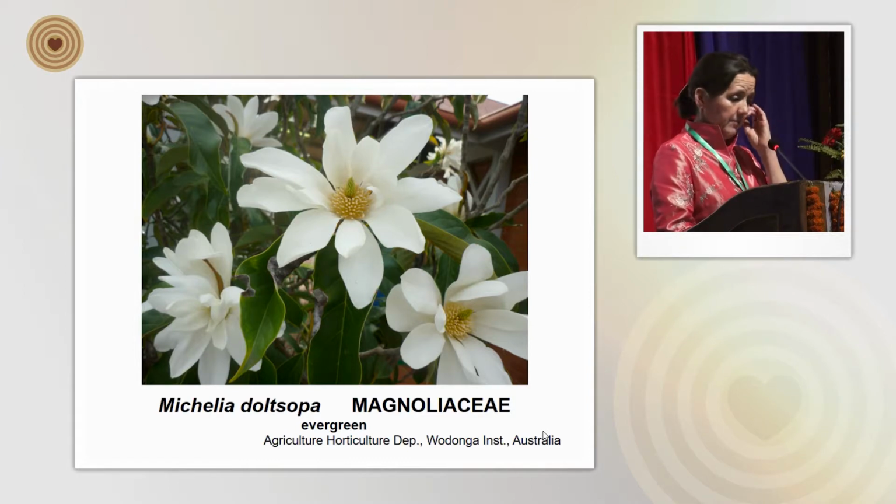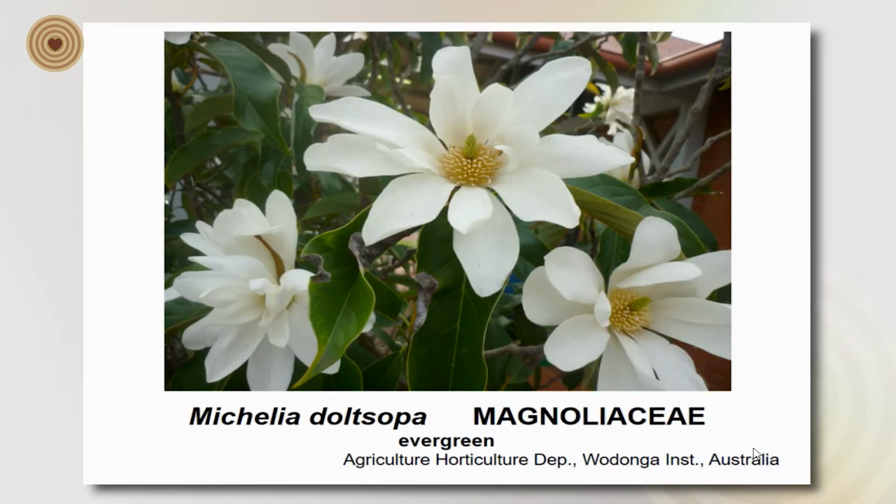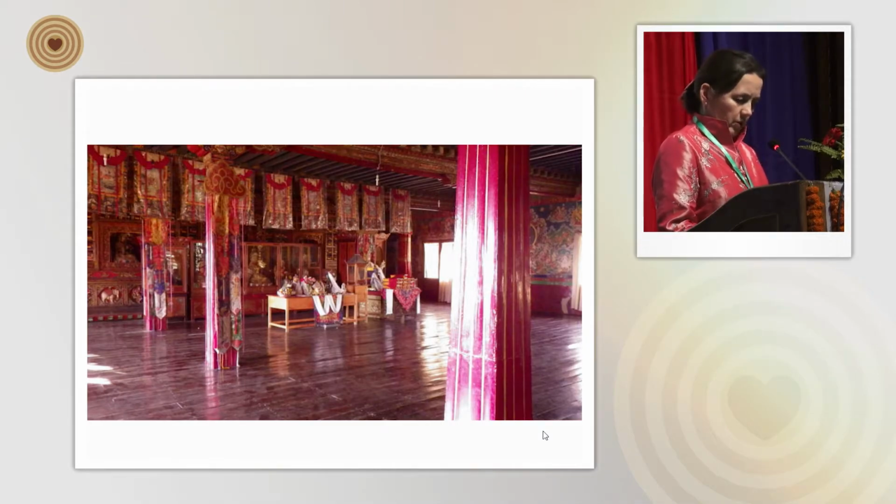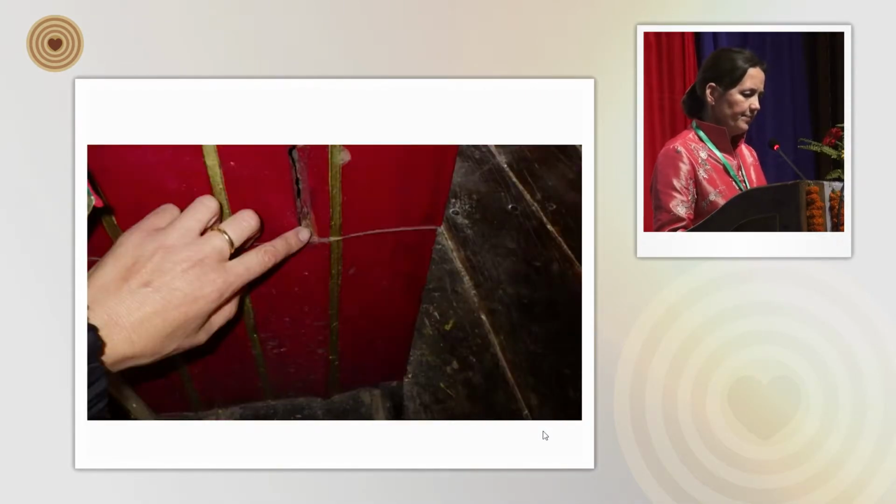This is the Michelia doltsopa. You might find it here as it is the same climate zone. It is similar to magnolia, but what is the big difference is that it is an evergreen tree. So there are flowers and the leaves at the same time. And magnolia only flowers, the leaves are not yet out. So we took samples from inside of the temple, very small, from cracks in the pillar.